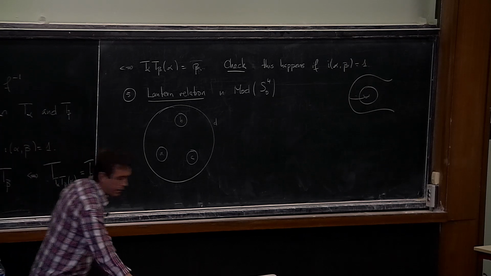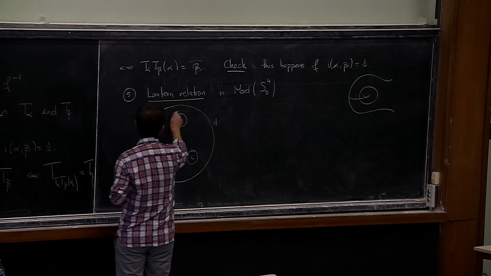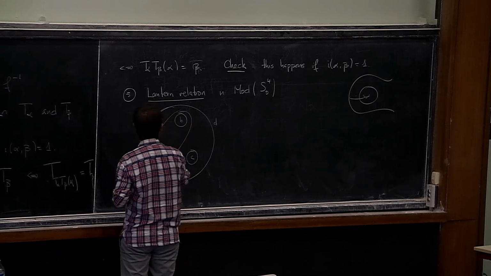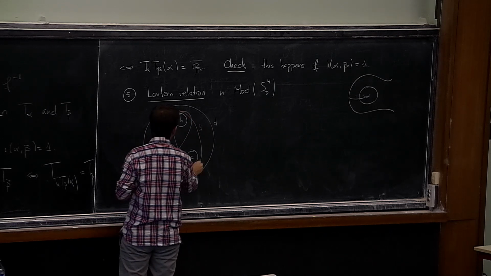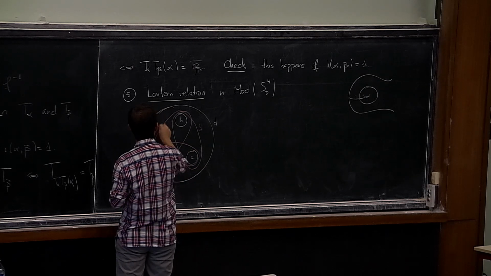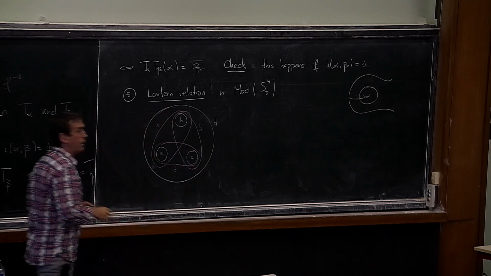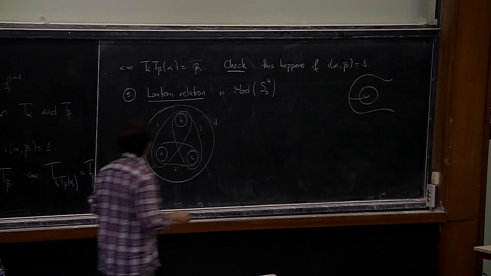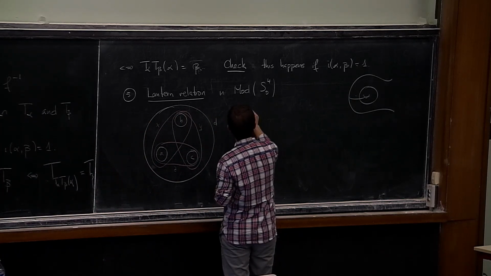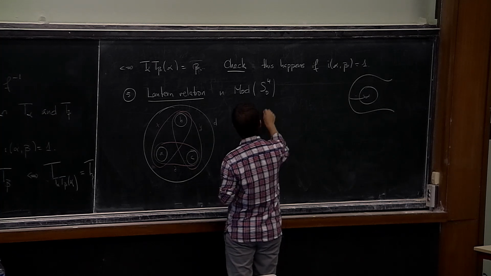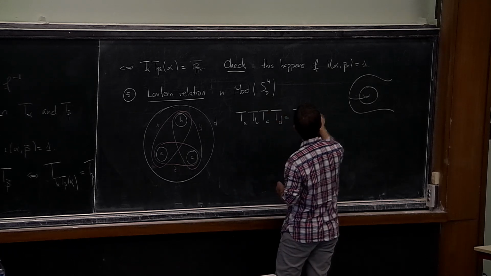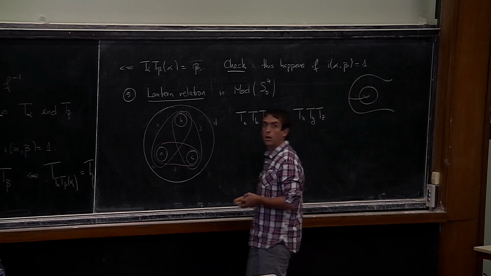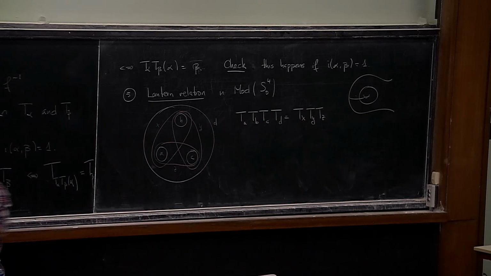And now I have three curves that separate two boundary components from the others. So here's one, this is called X. This is called Y, and this is called Z. And the relation says T_A T_B T_C T_D is equal to T_X T_Y T_Z. Okay, so again, this is something you check.